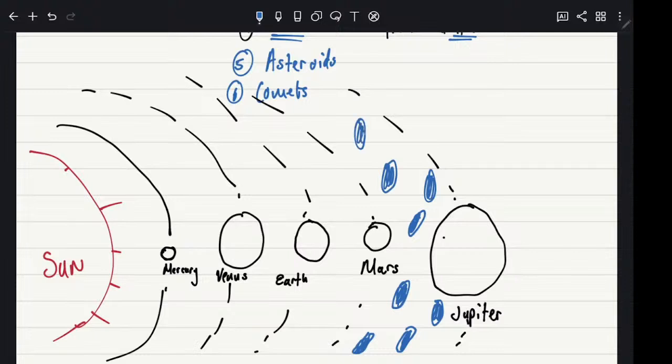Let's do it fast. It's in between Mars and Jupiter. Do you hear me, guys? It's in between Mars and Jupiter, okay?